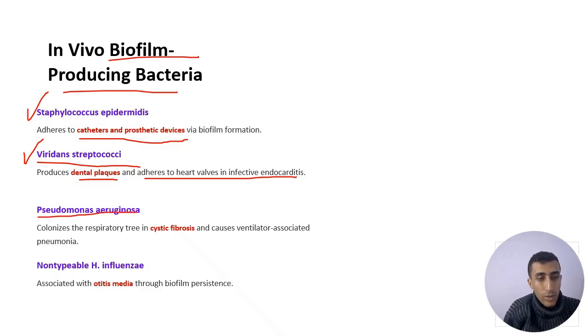Also we have Pseudomonas aeruginosa. They use the biofilm to colonize the respiratory tree, and they are an important organism that is highly tested in vignettes in cystic fibrosis. So the association of Pseudomonas aeruginosa with respiratory tract infection in cystic fibrosis is very important, and Pseudomonas aeruginosa is also a major cause of ventilator-associated pneumonia. So it's very high yield to memorize this.